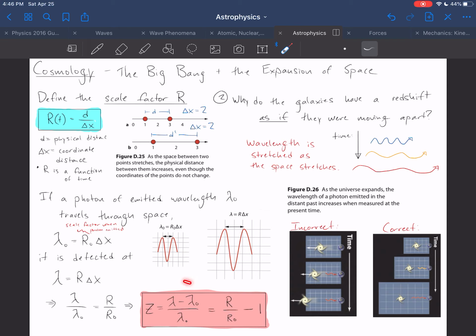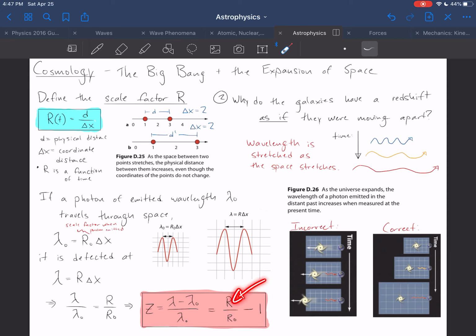So the redshift, defined to be lambda minus lambda 0 over lambda naught, is equal, this can be shown with algebra, to the ratio of the current scale factor divided by the original or emitted scale factor, minus 1. And this equation captures the relationship between the redshift and the scale factor. If you measure the redshift at any point, you can measure what the scale factor was at that time.